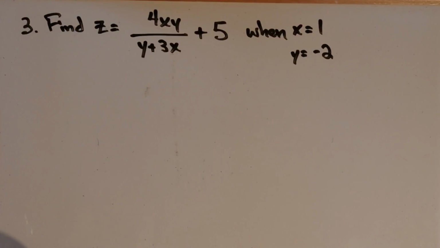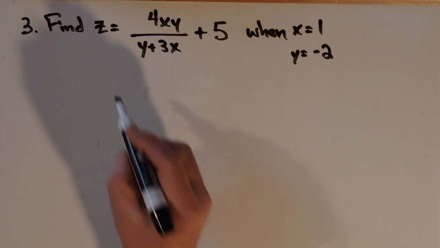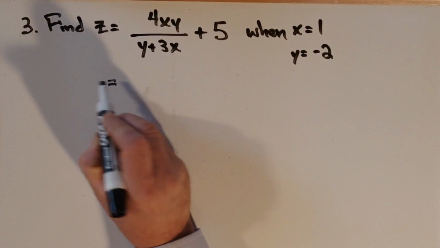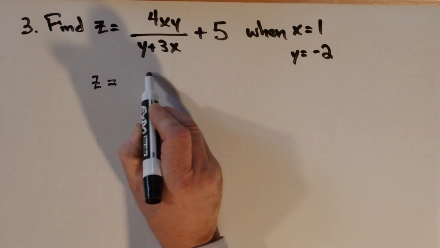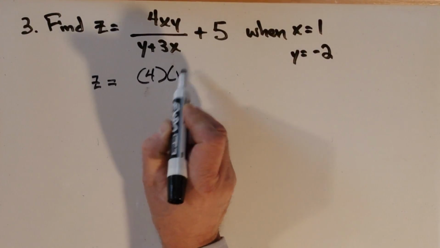This is the third problem in our first set of evaluating algebraic expressions here. We are asked to find z when z is equal to the quantity 4xy divided by 3x plus y, all added to 5 when x is equal to 1, y is equal to minus 2.